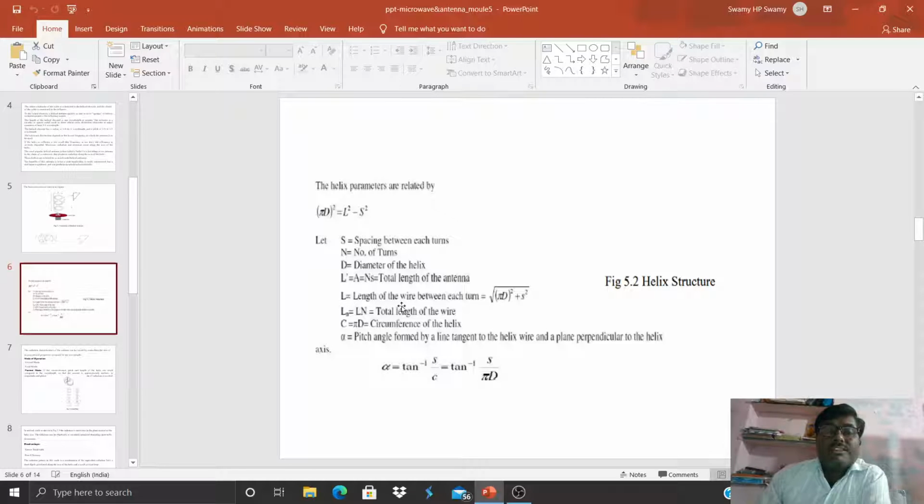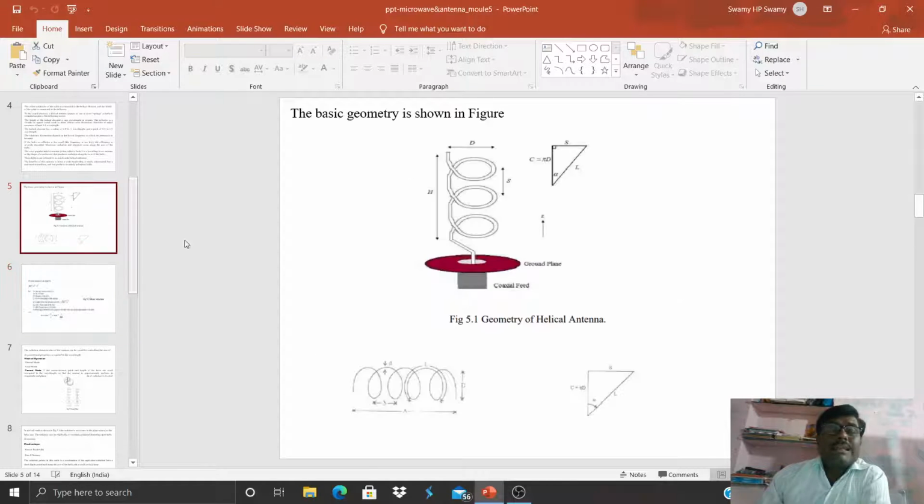L is the length of the wire between each turn. So total L is nothing but what? Total L is the length of the wire from this circle to this circle. This is called L. L dash means from here to here, that is a length.